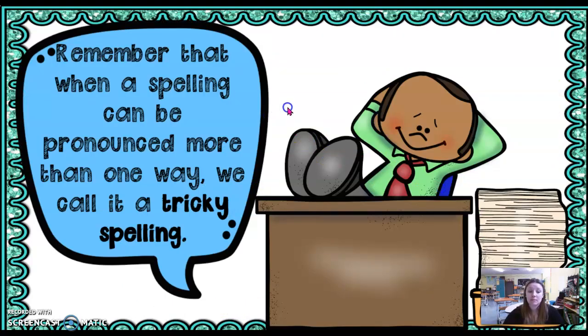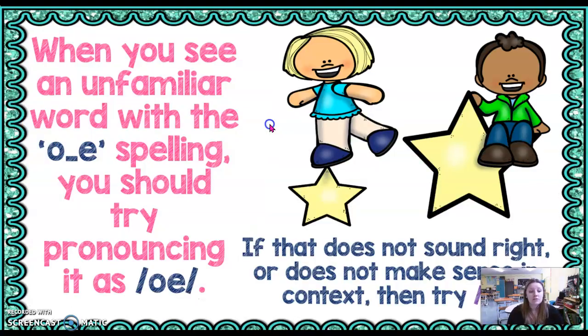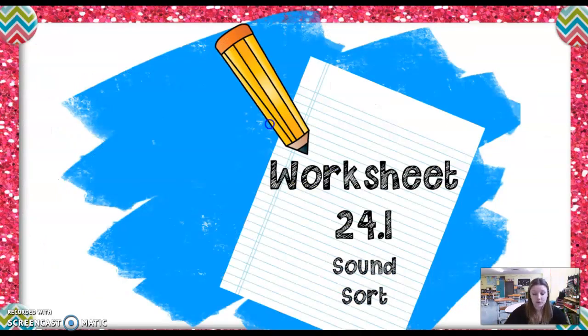Remember that if a spelling can be pronounced more than one way, we would say that it's a tricky spelling. So that o-consonant-e is a tricky spelling because sometimes it says O, sometimes it says another sound. If you see an unfamiliar word that uses the o-consonant-e spelling, you should first try pronouncing it as O, right? Our magic E sound that would make it say O. And if that doesn't sound right in context, then you can flip it and try the other sound. Okay, so try O first. That's the most common. If O doesn't work, you can flip it.